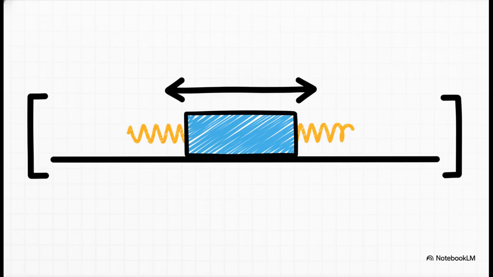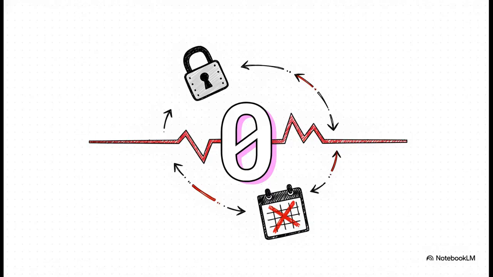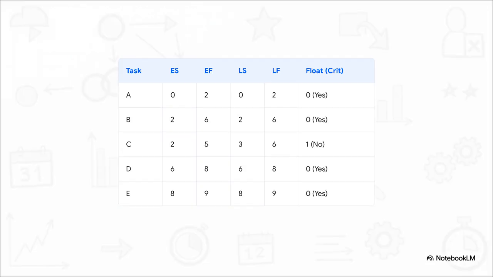If a task has float, great, you have some breathing room. But if a task's float calculates out to exactly 0, it means there is absolutely no flexibility, literally none. That task is critical. A delay of even 1 single day on a 0 float task will definitively delay your entire final project delivery by 1 day. Looking at our combined float table, we can clearly see the contrast. Task C has 1 day of float, but tasks A, B, D, and E all have 0 float.